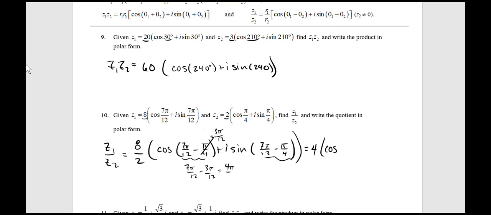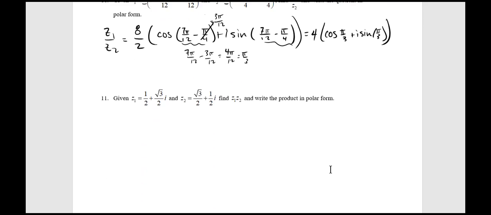Which is 4 pi twelfths, which is pi thirds. So that's our new argument. And that's in polar form. We can see the angle, pi thirds, the argument of this quotient, and the modulus is 4.